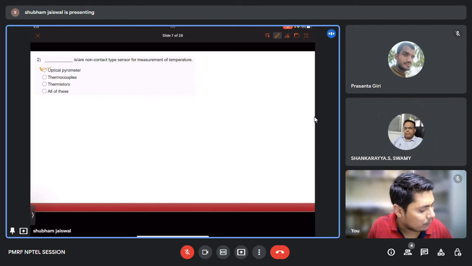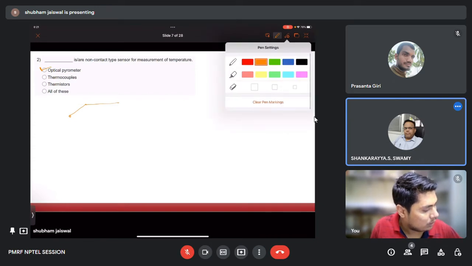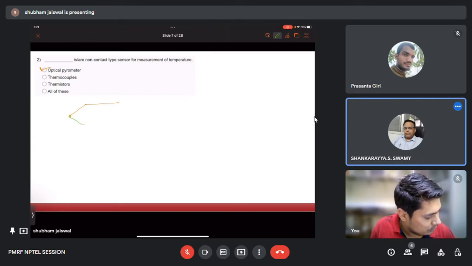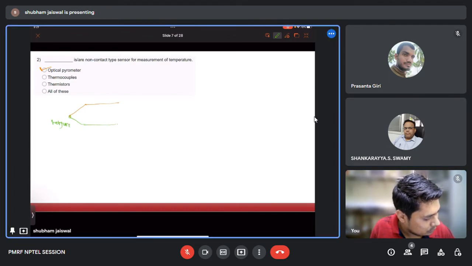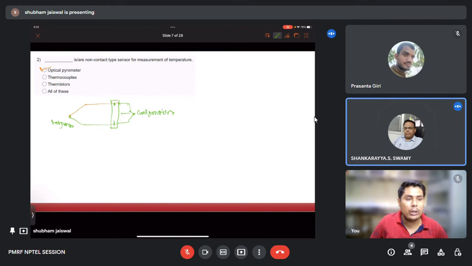Like in a thermocouple, we will have one hot junction. Suppose this is the hot junction. This is maintained at cold junction. So to measure the temperature, we need to make the contact.